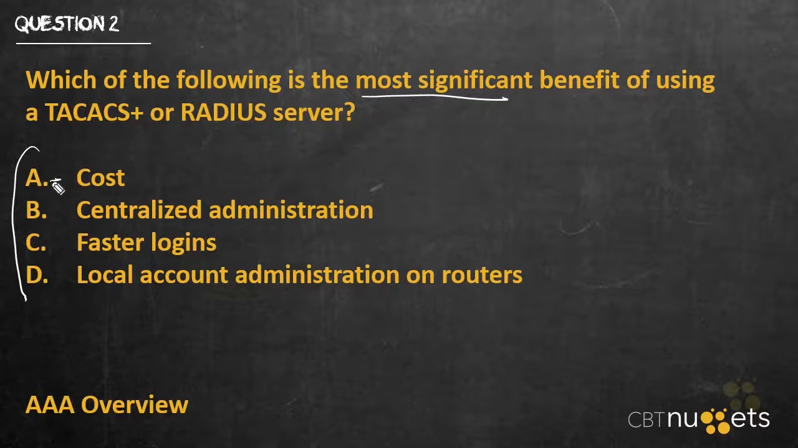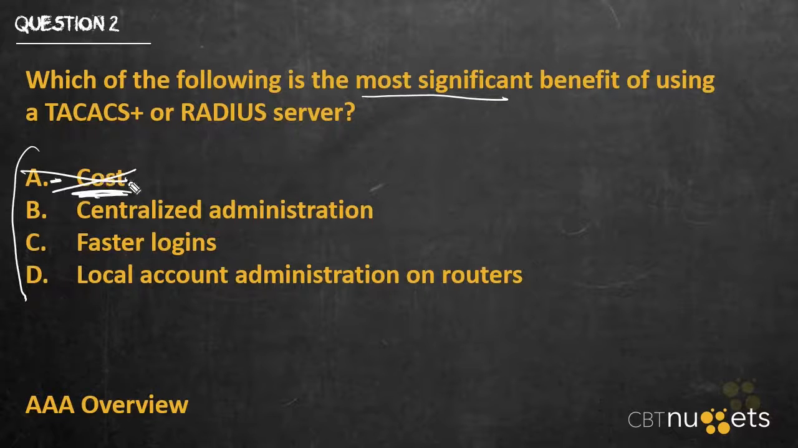So let's take a look at answer A, cost. Now that is an interesting one because if we have AAA set up and we're successfully being used on an enterprise network with hundreds of devices, that is going to save man hours because we're not going to have to locally administer user accounts on every single router. However, we have to pay for the servers. So if we purchased ICE or some other type of AAA server, that's not free. That's going to require a license. So I'm going to say that cost, including the initial cost, is not going to be the benefit of using a AAA server.